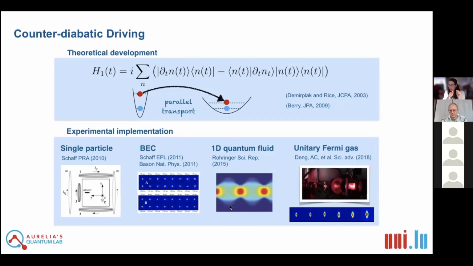Can I ask a quick question? Yeah. So with this counter-adiabatic Hamiltonian, do you preserve populations instantaneously or just at initial and final time? Just at the beginning and at the end, exactly.